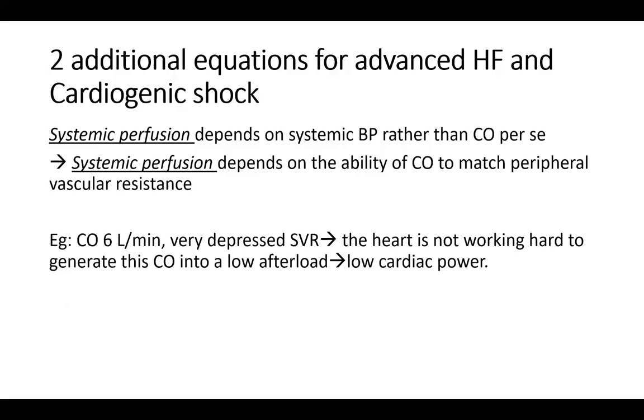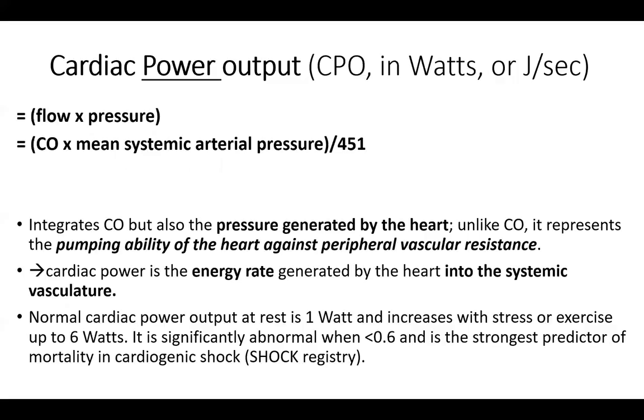So the best way of assessing cardiac output in shock state is to use that additional equation, which is the best correlate of prognosis in cardiogenic shock based on the SHOCK trial: cardiac power output, which is a multiplication of flow and pressure. It really integrates how well the heart not just pumps flow, but how well it can pump flow against an uphill pressure. So cardiac output is multiplied by the pressure that the ventricle has to overcome. And that's the cardiac power output. So it's the ability of the heart to pump against the peripheral vascular resistance. And it also correlates better with peripheral perfusion because it integrates the systemic pressure.